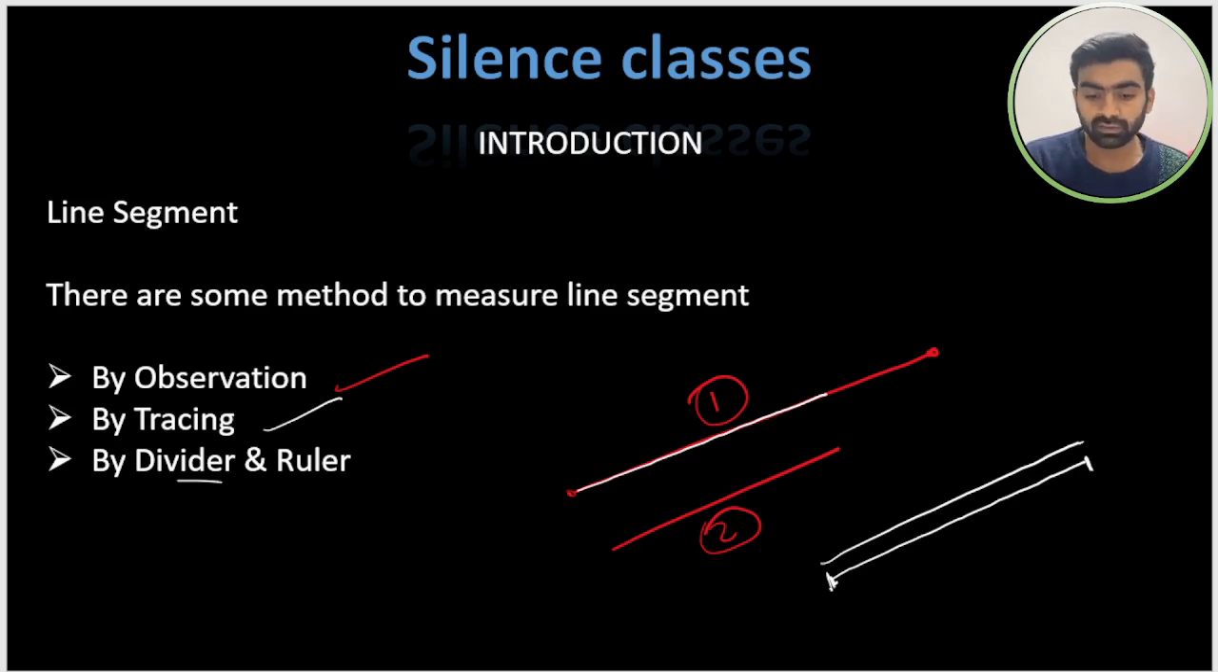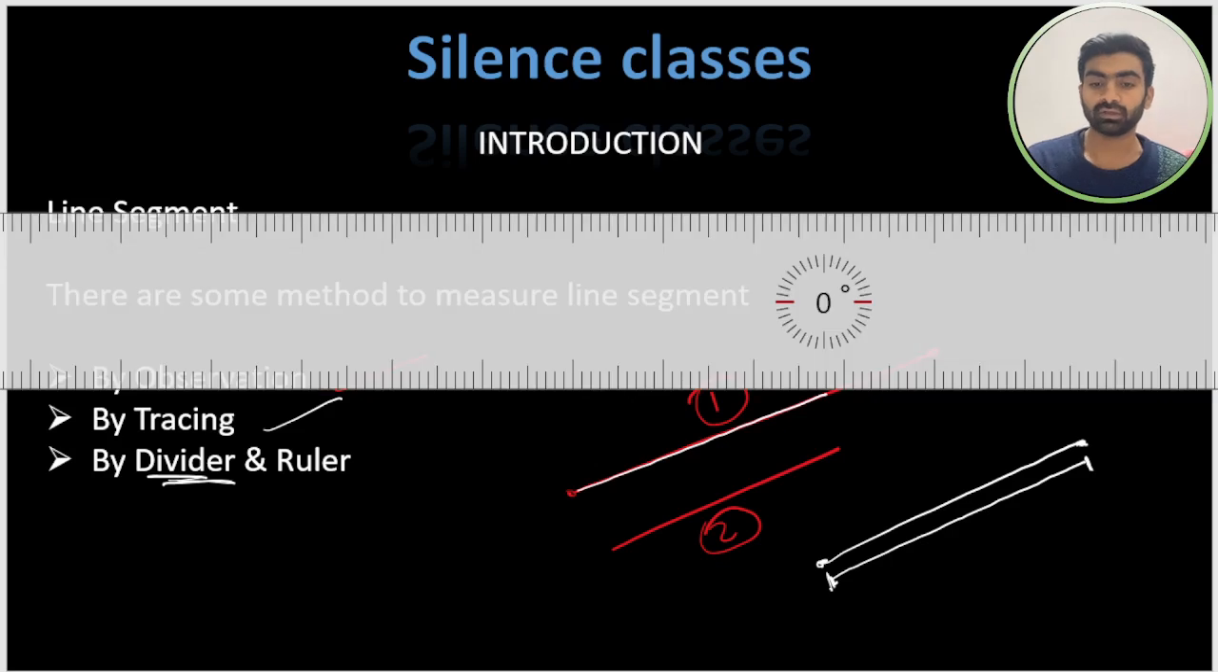And the divider is there in the geometry box, the compass box. At both ends there is a needle present. You can place one needle at one end of the line and the second needle at the other end of that particular line. Then we can put these two needles on the scale. I can mark it like this, this one is 0.